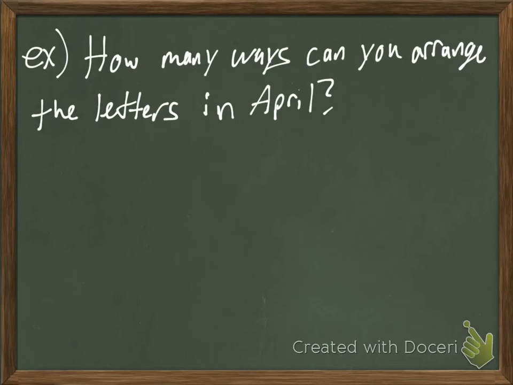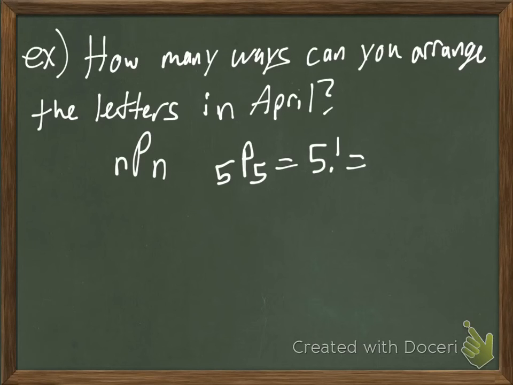So here we go. How many ways can you arrange the letters in April? We're not having any real choice here. It's just how many ways can we arrange this set of objects? So that is going to be an nPn. Then we look at all the letters in April. There are 1, 2, 3, 4, 5. So it's going to be 5P5, which is equal to 5 factorial, which we saw from the last slide was just 120. Your calculator can also do factorials for you, and if you want to know how to do that, you can ask me as well.